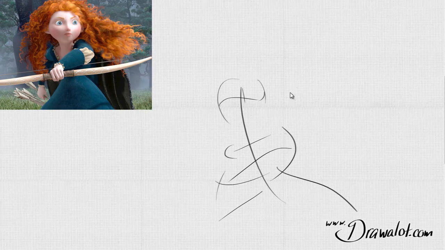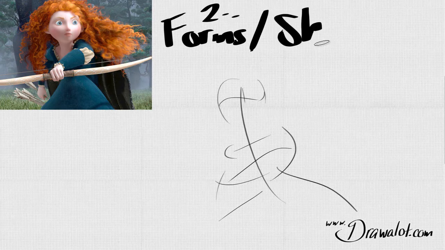Okay, in this next step, we're going to do the basic forms or shapes. This is number 2, forms or shapes. If you don't know the difference between forms and shapes, a shape would be like a square. A form would be like a cube. A form has volume, it has mass, whereas a shape is just a very flat, basic geometric shape. So we're going to use both.